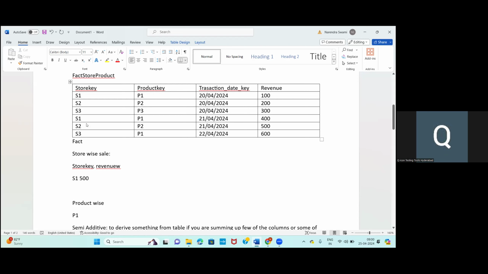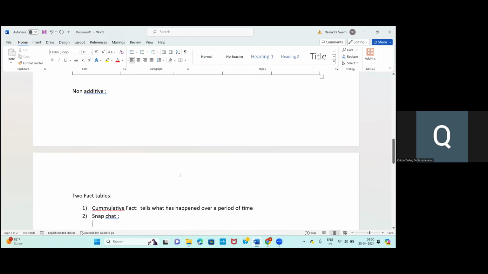Okay, it tells us what has happened over a period of time. So if you want to derive something, and we are using all the columns, that is called additive. Additive is the best example for the cumulative fact. Cumulative fact is something like that, it tells us what has happened over a period of time. Clear?